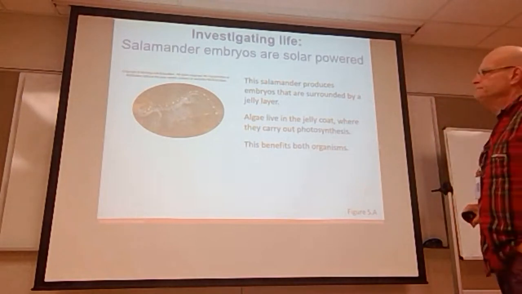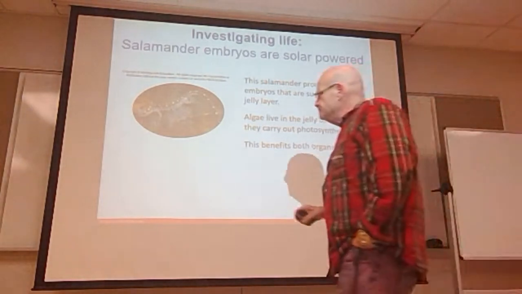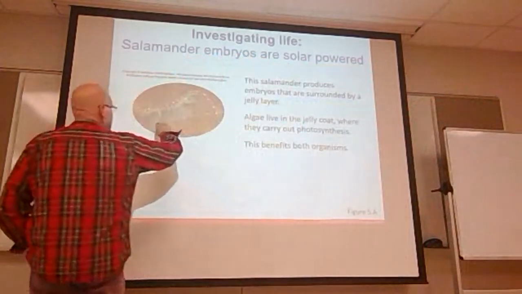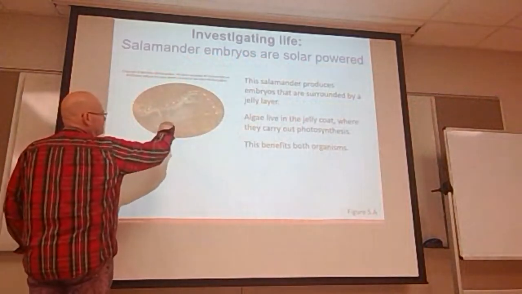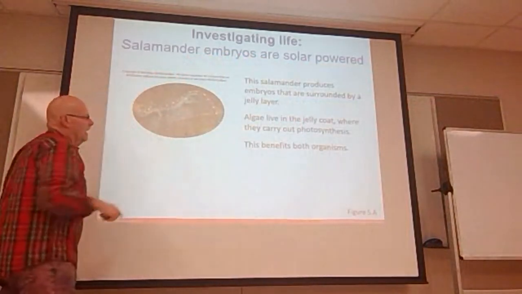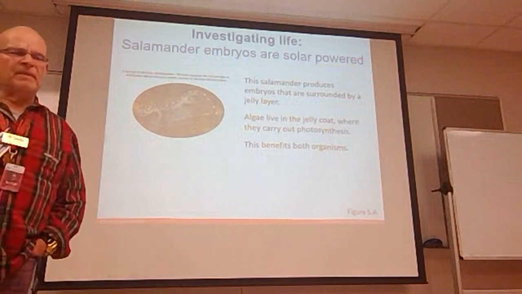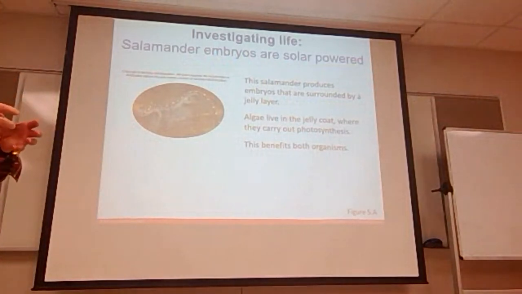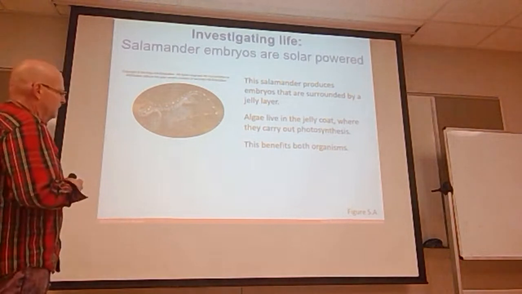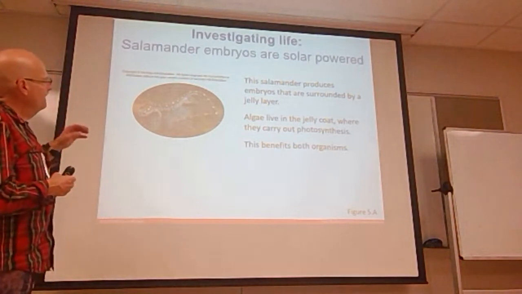This is a female salamander, and what she's doing is laying her eggs. All of these little dots are her eggs. And those eggs are in a glob of a jelly-like substance. The jelly-like substance helps hold the eggs together, and it also helps maintain moisture on the eggs.